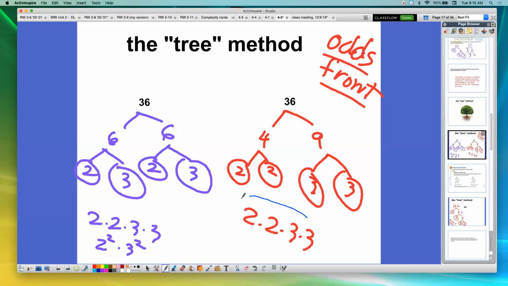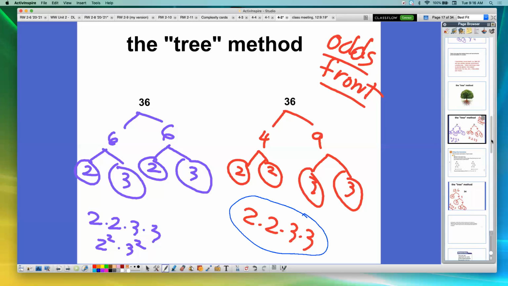Now, when you write the final answer, you need to start with the lowest numbers and go from lowest to greatest when you write it. So left to right is lowest to greatest. Okay? All right. So that was one that was already kind of done for you that I showed you.